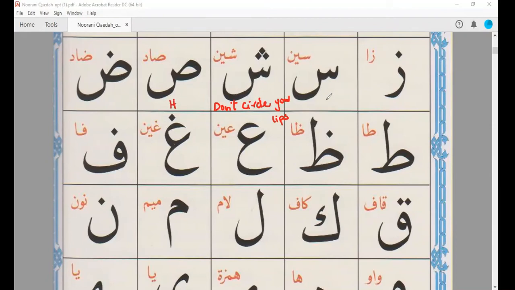Sod. This is sa sound. This is sa, and this is sod. So let's put something like a bar on top of S to make it a heavy sound. So sa and sod. In this case, the entire tongue goes up to the roof of the mouth, and just the tip of the tongue touches the lower incisors when you say sod.